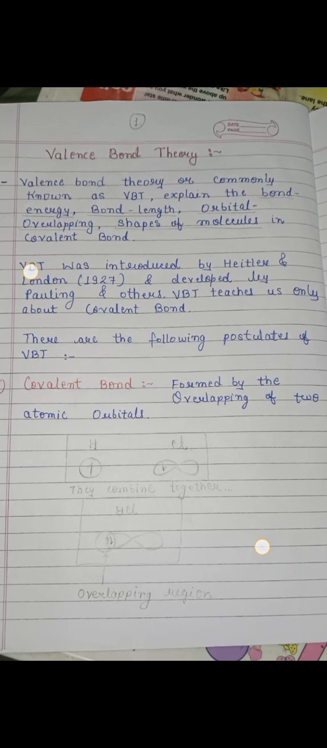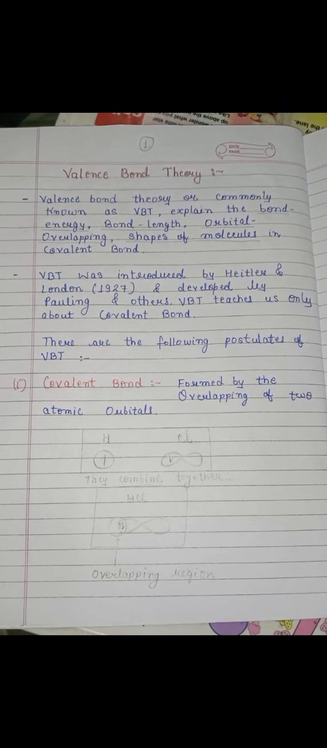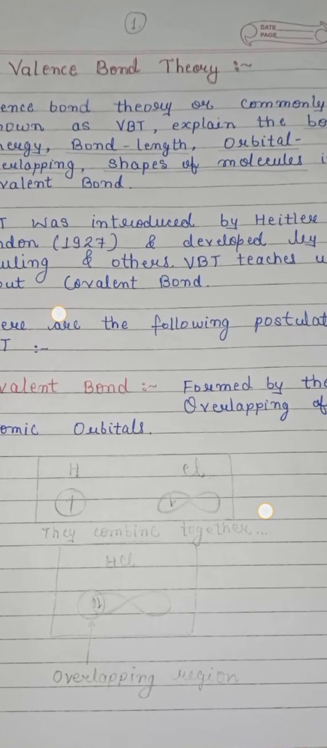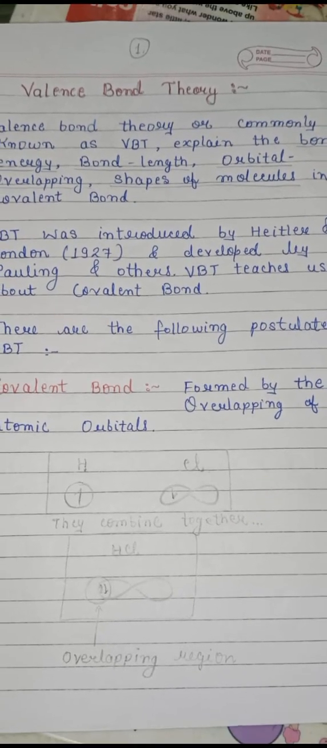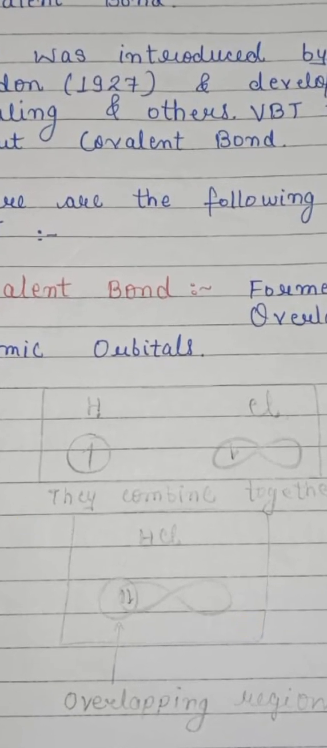There are the following postulates of VBT we are going to discuss. First is covalent bond. How is a covalent bond formed? It is formed by the overlapping of two atomic orbitals. Here I have taken an example of HCl: H has the 1s orbital, and chlorine has 2p. They combine together, and this is the overlapping.